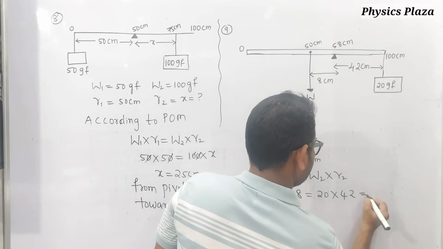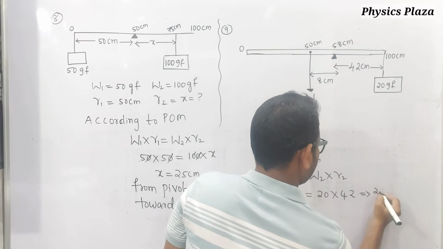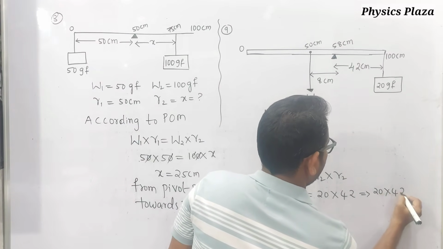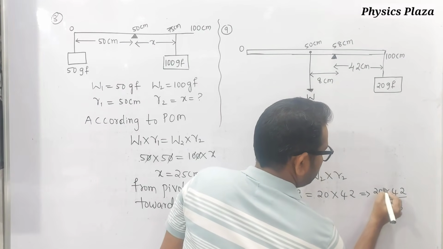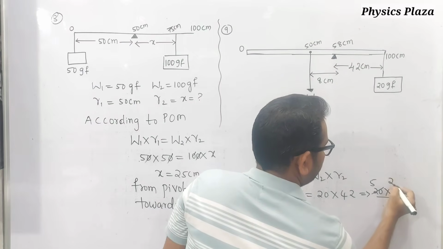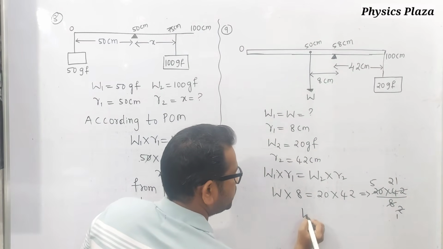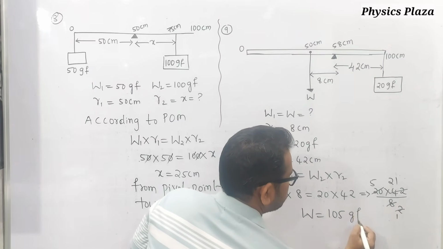Now look at here, this is going to be 20 into 42 by 8. So 4 2s are 8, 4 5s are 20, so it is 5 into 42 by 2, which is 21. So 21 into 5 is going to be 105 gram force.